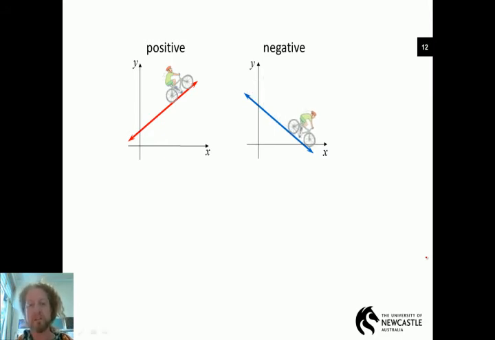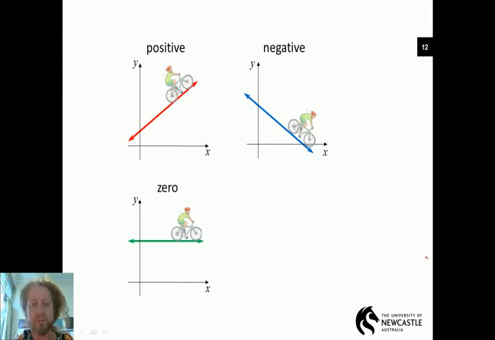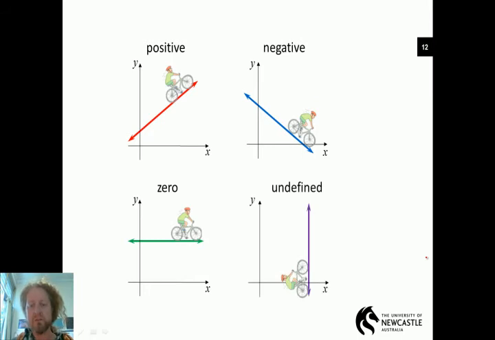So gradients are either positive or negative, or two other options. Maybe there's a zero gradient. I don't go up, I don't go down. Yeah, that's a zero gradient, zero slope. If the ground has a zero slope, it's perfectly flat. The other option is it could be completely vertical, which we use the term undefined.